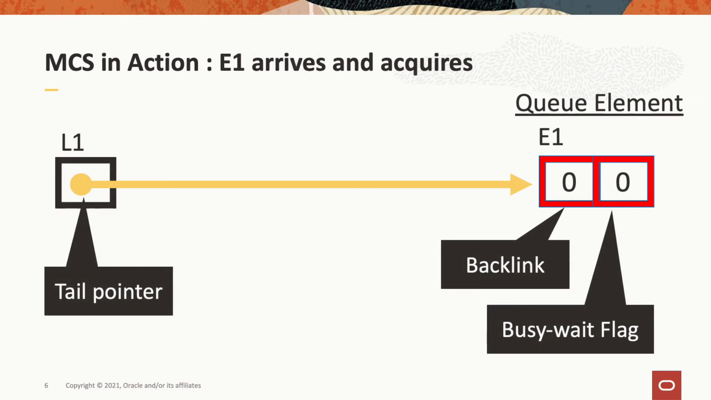Next, let's say a thread tries to acquire lock L1. The thread first prepares a queue element, E1, and then uses the atomic swap operation to install the address of E1 into L1's tail pointer. The return value from that swap operation, the previous value of the tail pointer, was null. Therefore, we've acquired without contention, and the thread has immediately gained ownership of the lock without any need to wait. The queue element has two fields, a backlink field and a busy wait field. Neither of those fields are used in this case because we have an uncontended acquisition.